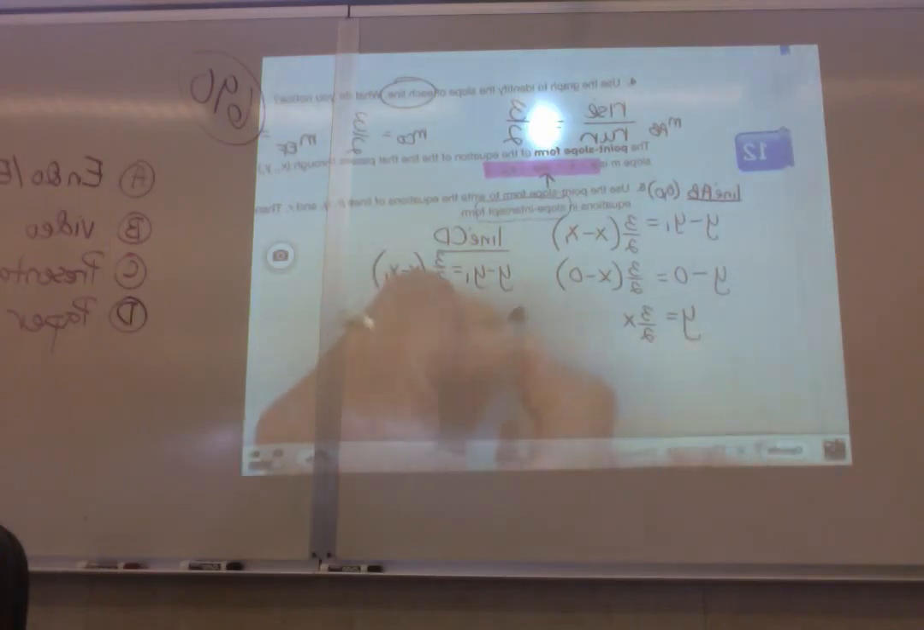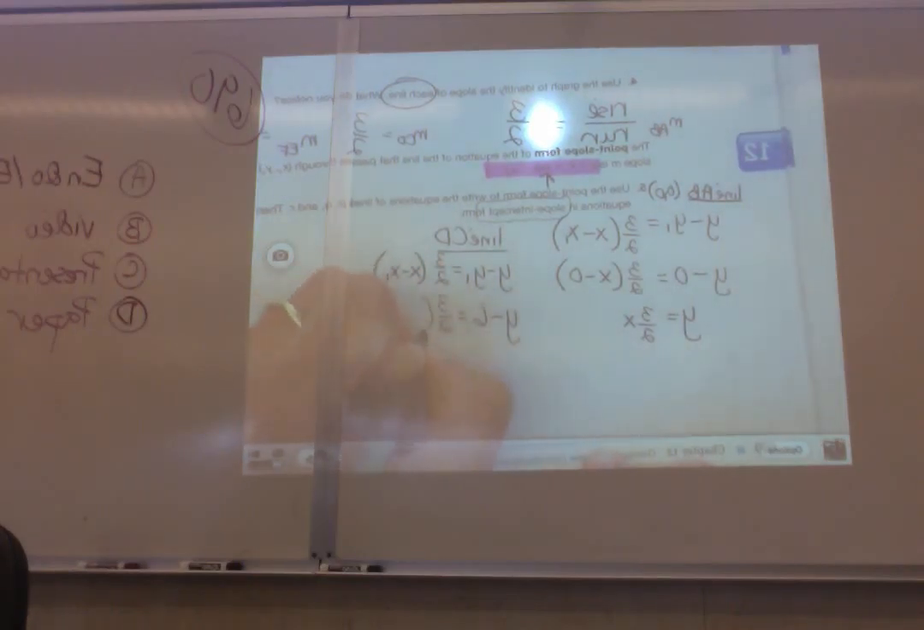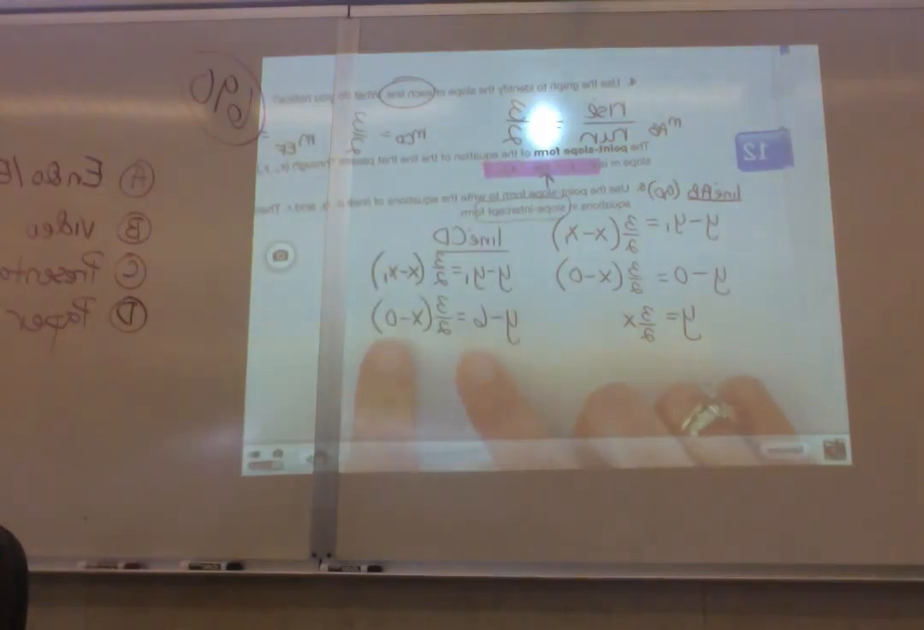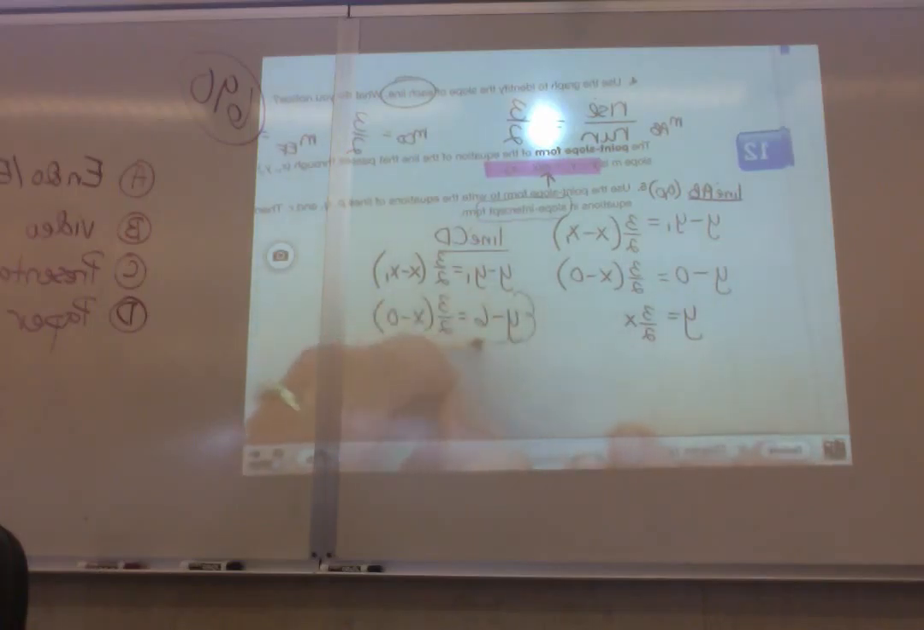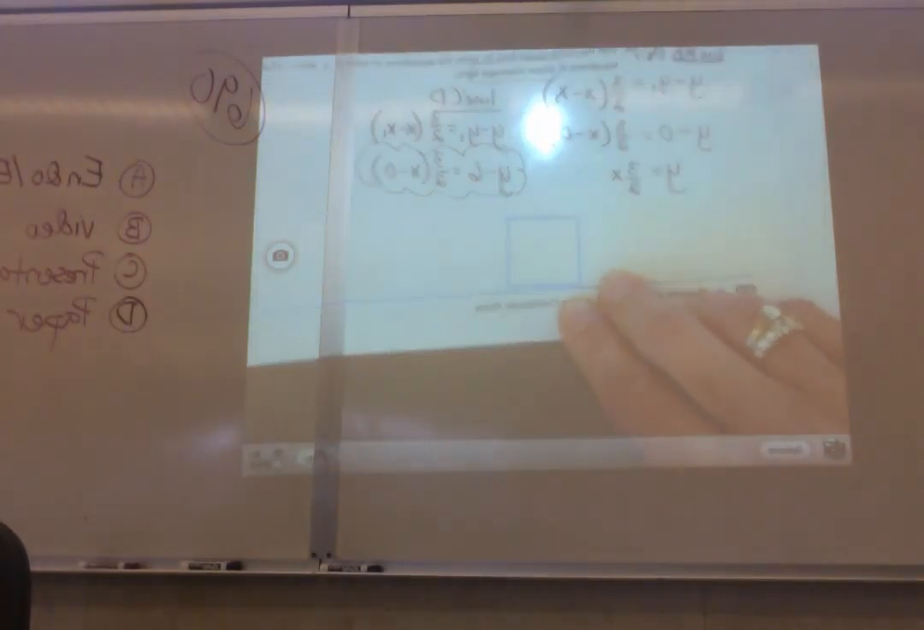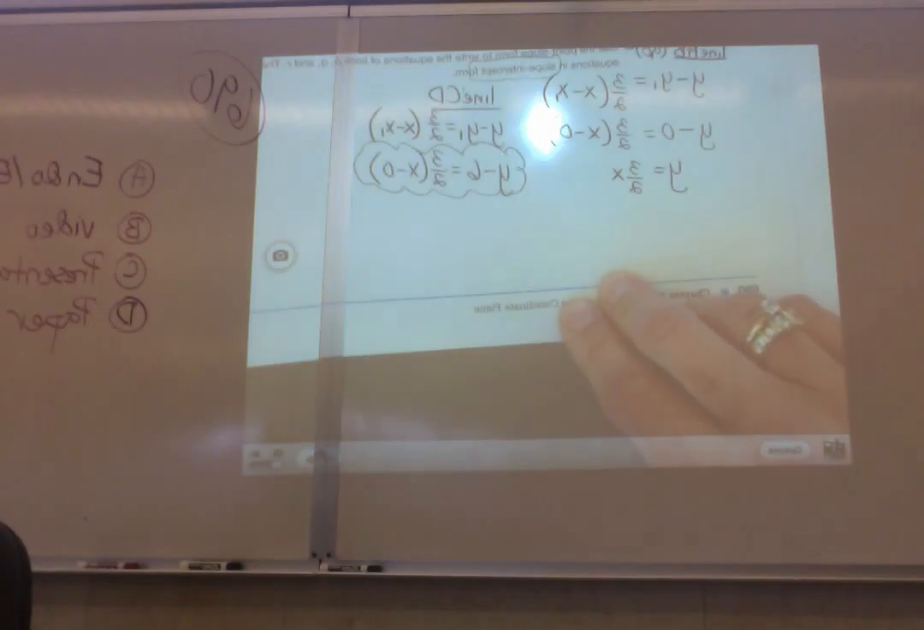0, 6. Y minus 6 equals 3 over 2 x minus 0. The points were 0 and 6, but the x was a 0 and the y was a 6. This right here is point slope form. It looks a little bit different. Is that too low? I see people looking. It looks a little different than the other form.